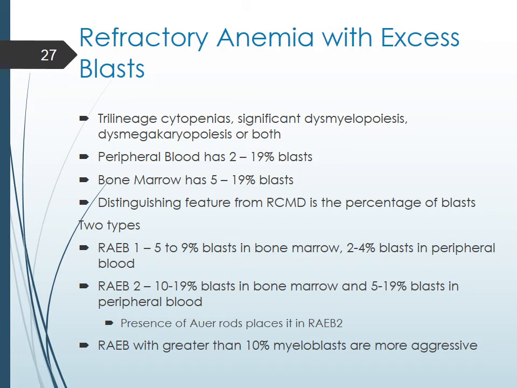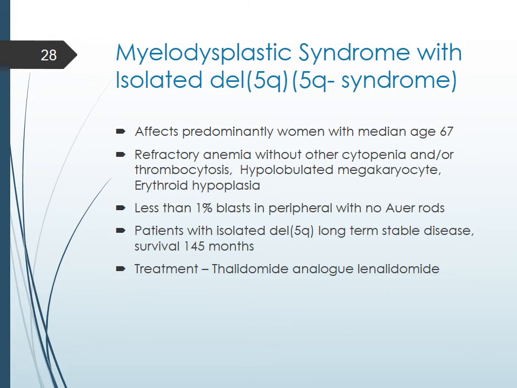Now, the next slide we will talk about myelodysplastic syndrome with the isolated deletion of 5q, or the 5q minus syndrome. In patients who have only the deletion of 5q, MDS represents a fairly well-defined syndrome, affecting predominantly women. The median age is 67 years old. They have typically refractory anemia with no other cytopenias or thrombocytosis.